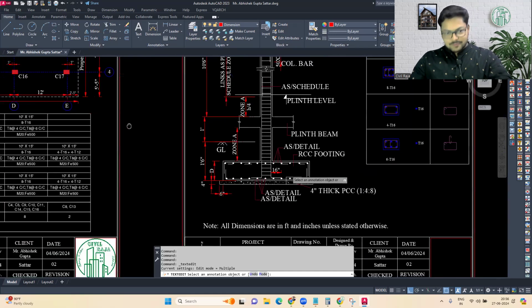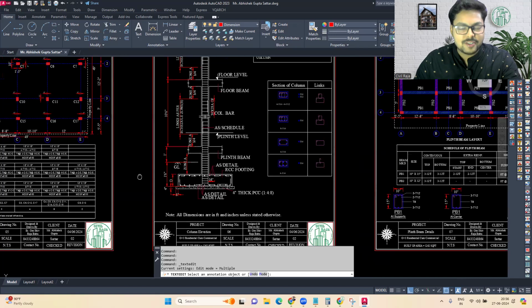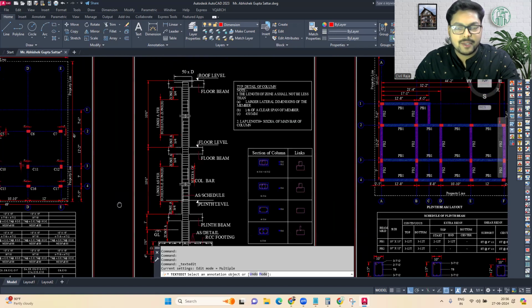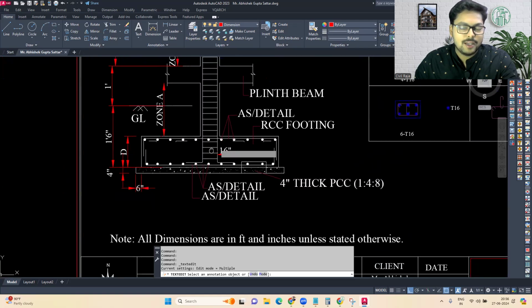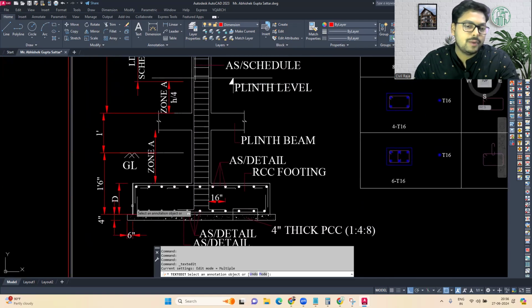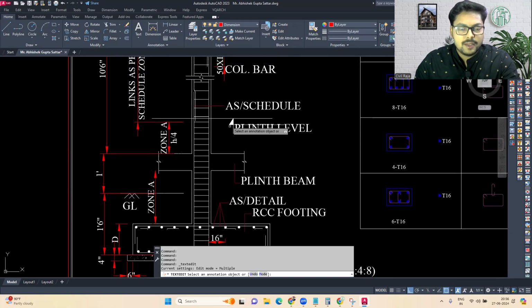Now this is the column section, the column elevation that we are making over here. I will show you what are the different details that we have to mention in the column elevation. This is the plinth level. This is the plinth beam, and on the top we have the plinth level over here.